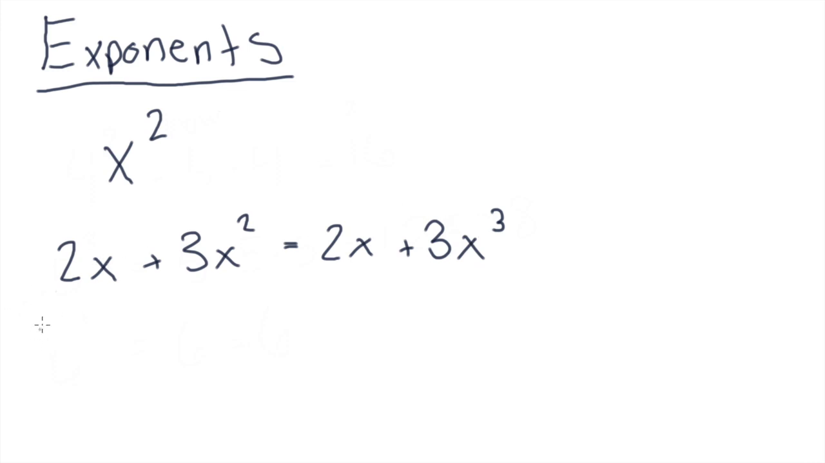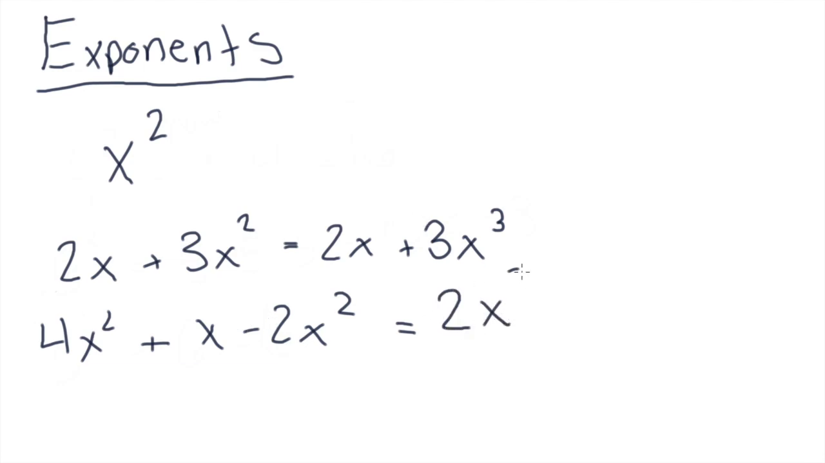But if I had 4x squared plus x minus 2x squared, here we have two monomials with x squared functions. So we can simplify and combine our like terms. So we would do 4x squared minus 2x squared. It's going to give us 2x squared, and then we still have an x left over, so plus x. Let's do some practice with this.